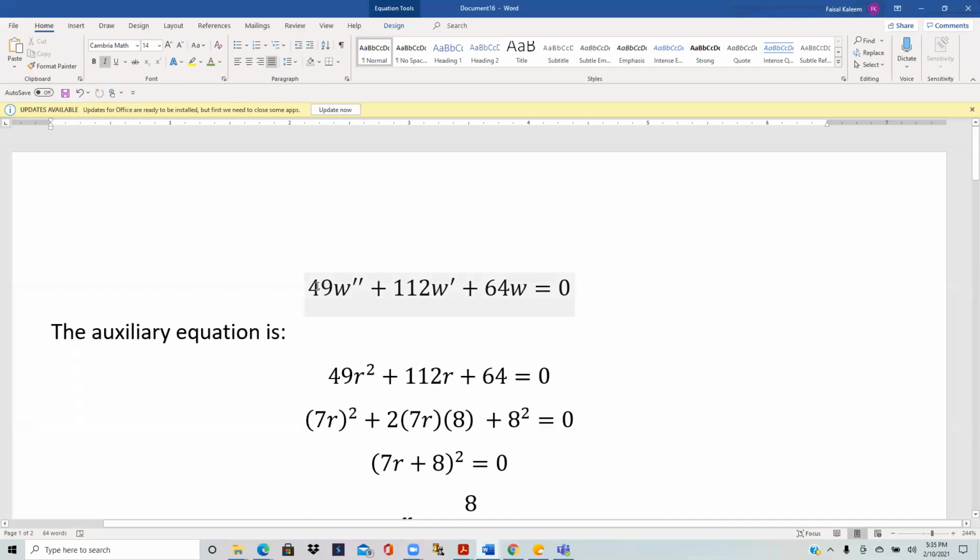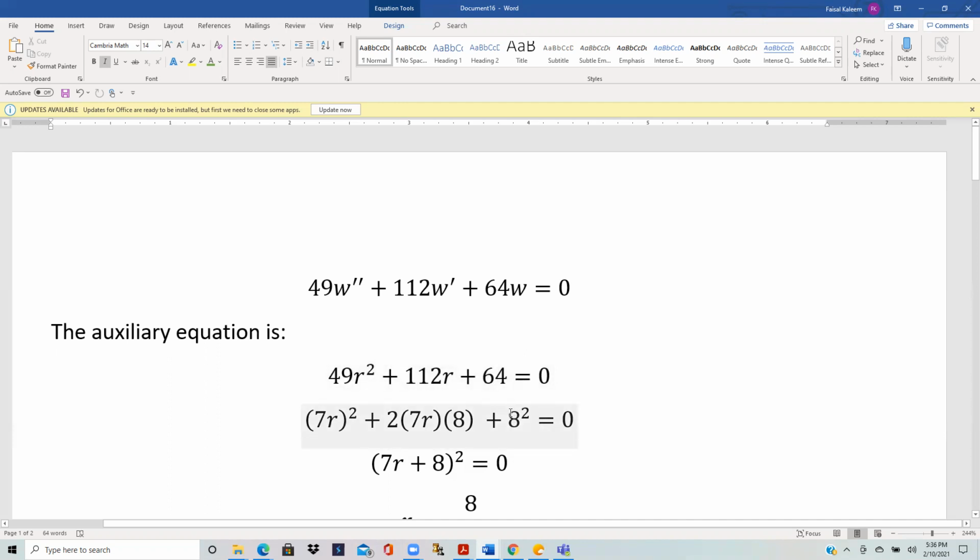Okay, so now let's look at this equation, 49w double prime plus 112w prime plus 64w equal to 0. So the auxiliary equation is 49r squared plus 112r plus 64 equal to 0. Now, whenever we have a quadratic expression in which the quadratic term and the constant term are perfect squares, which in this case, the 49r squared is the perfect square of 7r, and 64 is the square of 8.